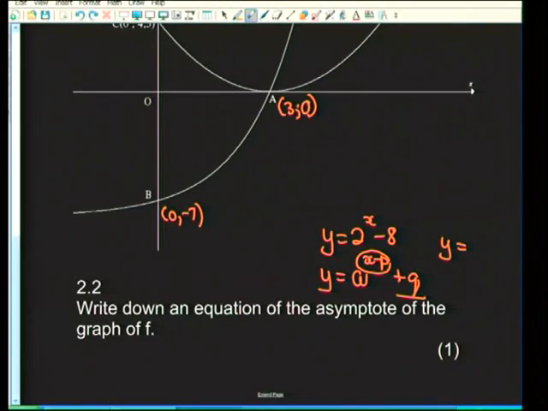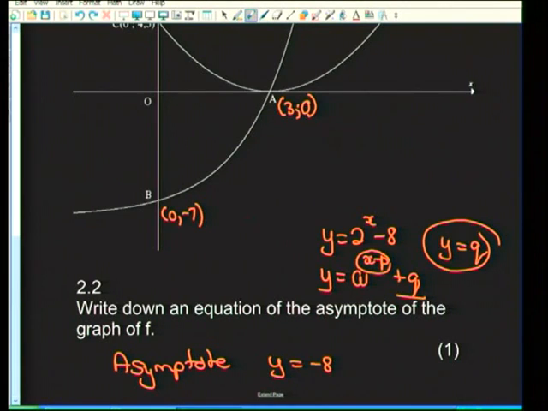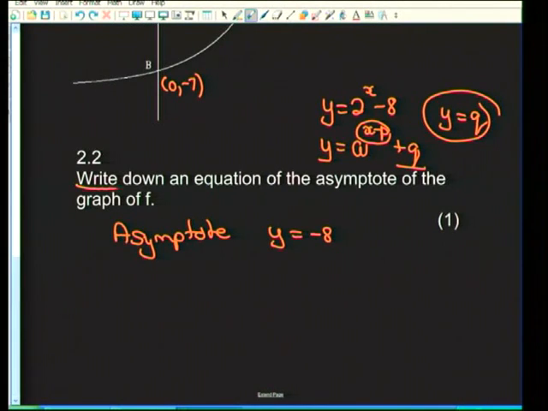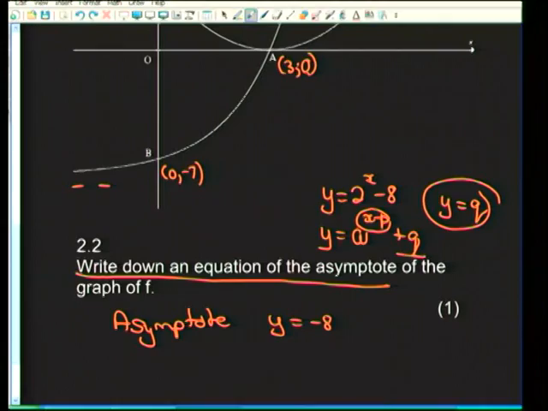So y equal to q. So in this case, in the light of the equation, we know that the asymptote is y equals minus 8. Have we answered the question? The question was write down the equation of the asymptote, and we have answered that. We've given the equation as y equals minus 8. So on the drawing, what I'm saying to you is there is an asymptote along here cutting through minus 8.